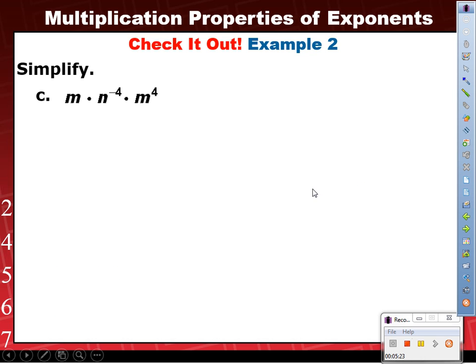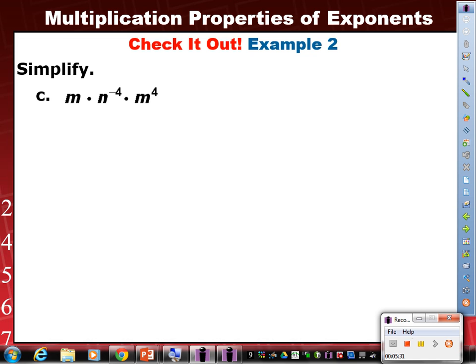Do that one. Example C, m times n to the negative 4 times m to the 4th. You have 15 seconds. Go. Be nice. Let's see, Julia, what'd you get?